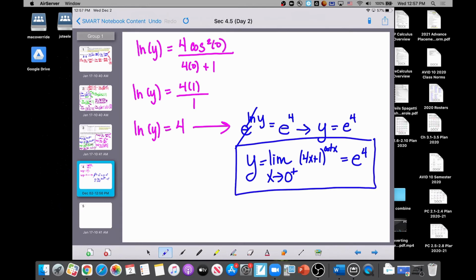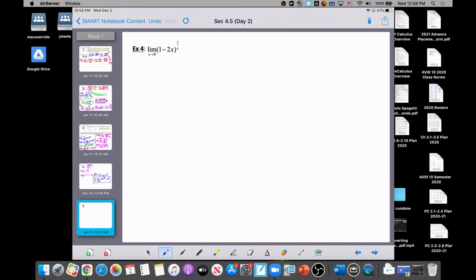Wow, those problems are a lot of work, aren't they? All right, let's try one more example to make sure we've got this natural logarithm, L'Hopital's rule stuff down.